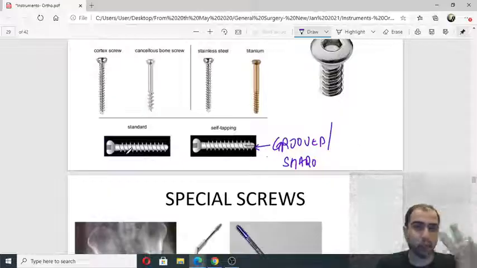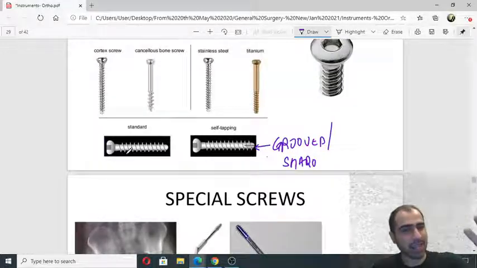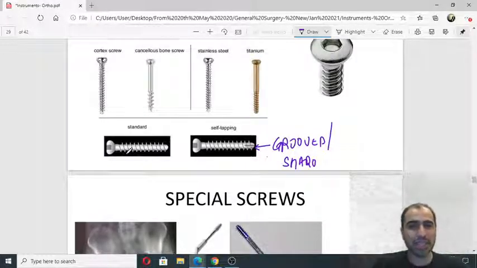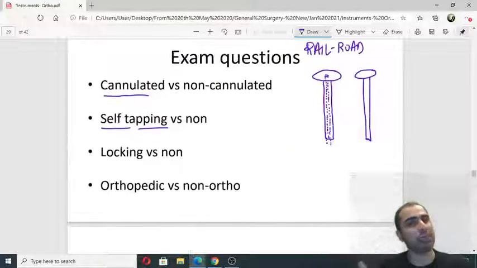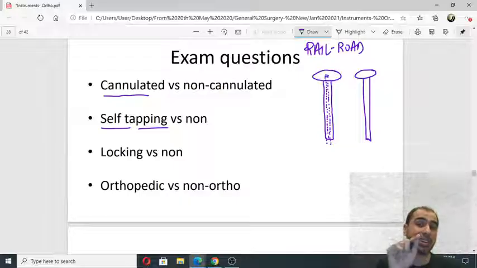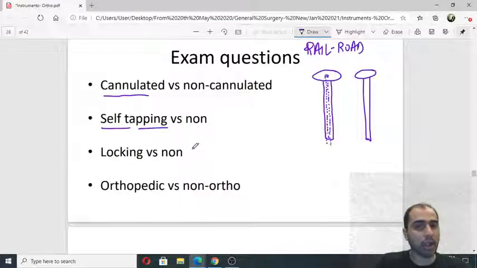Implants can of course be removed, but after 2 years. After 2 years, not before that. So these are standard and self tapping. Self tapping means you can directly put it inside. You don't have to create a hole before. Locking and non-locking I won't do today. It's a very important topic.